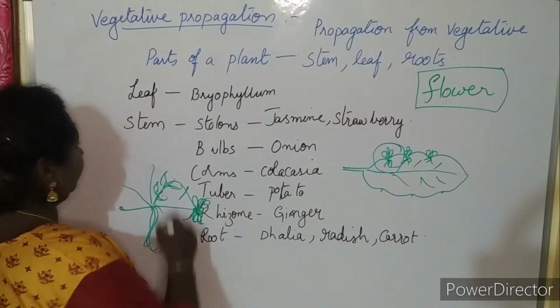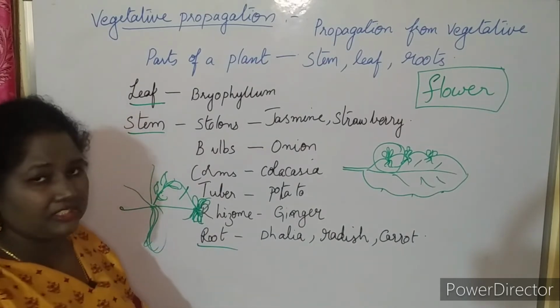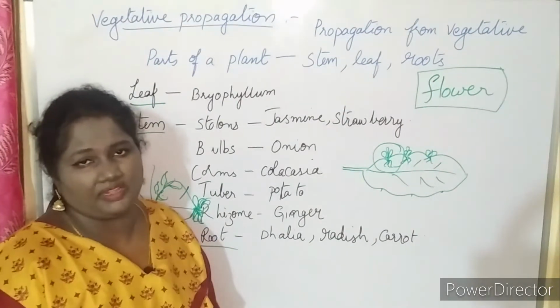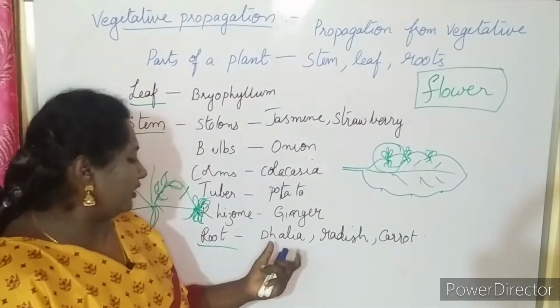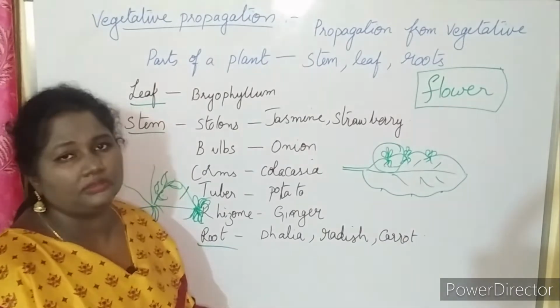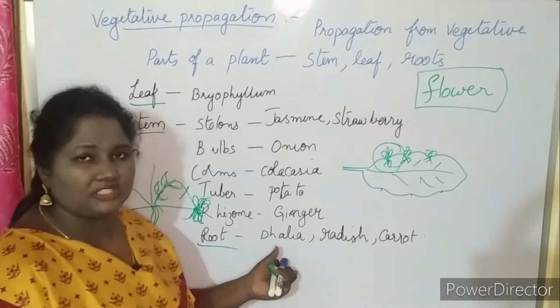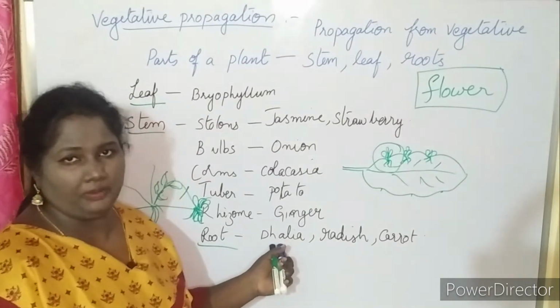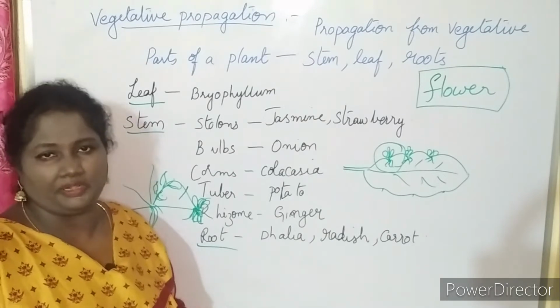Now coming to the third one: we completed leaf, we completed stem, and now root propagation. We can see these examples: carrots, which we know come from the root part, radish, and some types of flowers like dahlia. Through root propagation, it can be formed into a new plant. So these are all the examples of vegetative propagation.